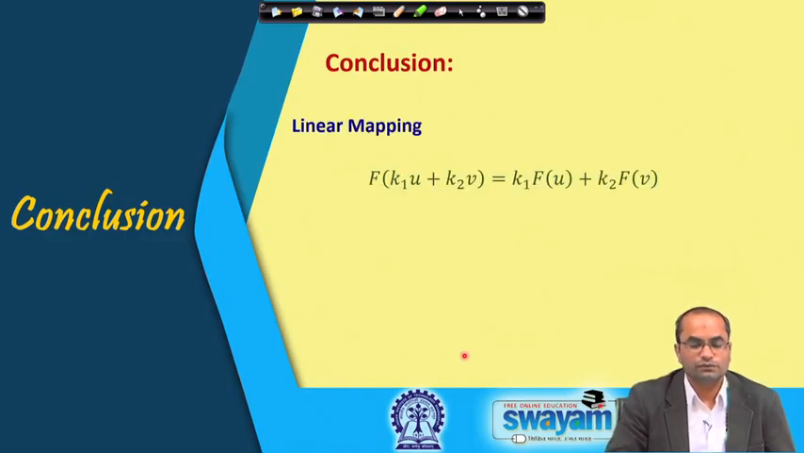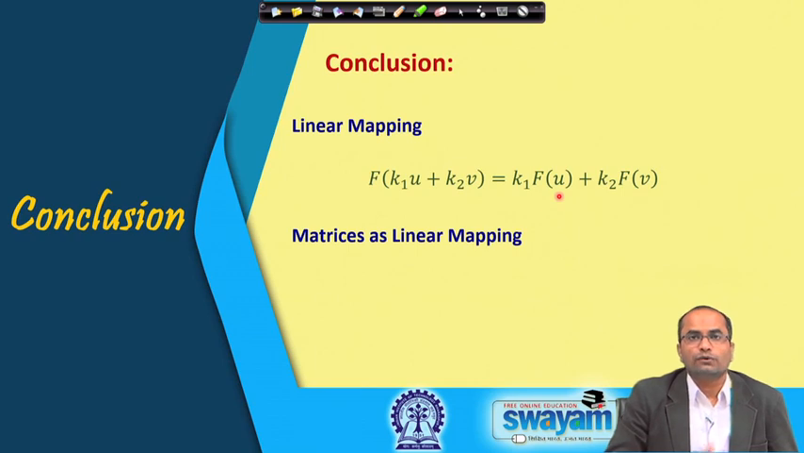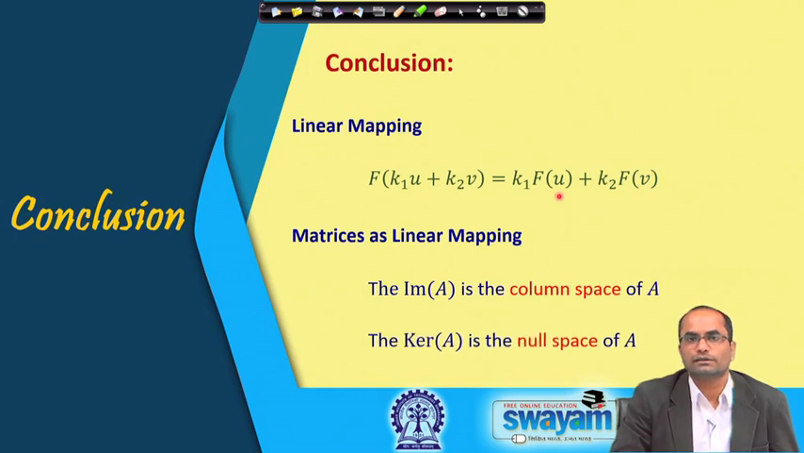Coming to the conclusion here. We have discussed the linear map, and to prove that a map is linear, we just need to apply F on k1 u plus k2 v, and if we get k1 F(u) plus k2 F(v), then we call the given map a linear map. We have also seen that matrices are linear maps, and if a matrix is of order m cross n, then it maps the elements of R n to the elements of R m. The image of A is nothing but the column space of A, and the kernel of this linear mapping A is nothing but the null space of A.